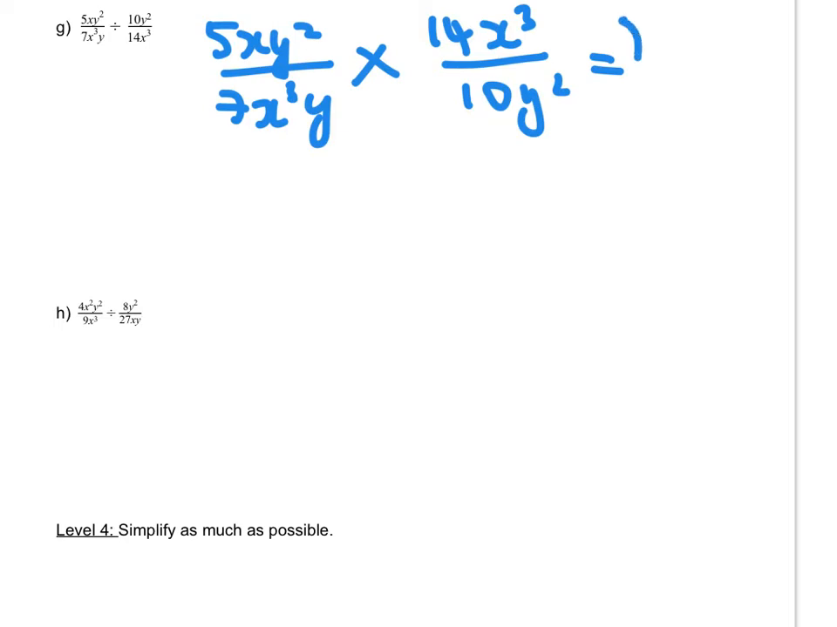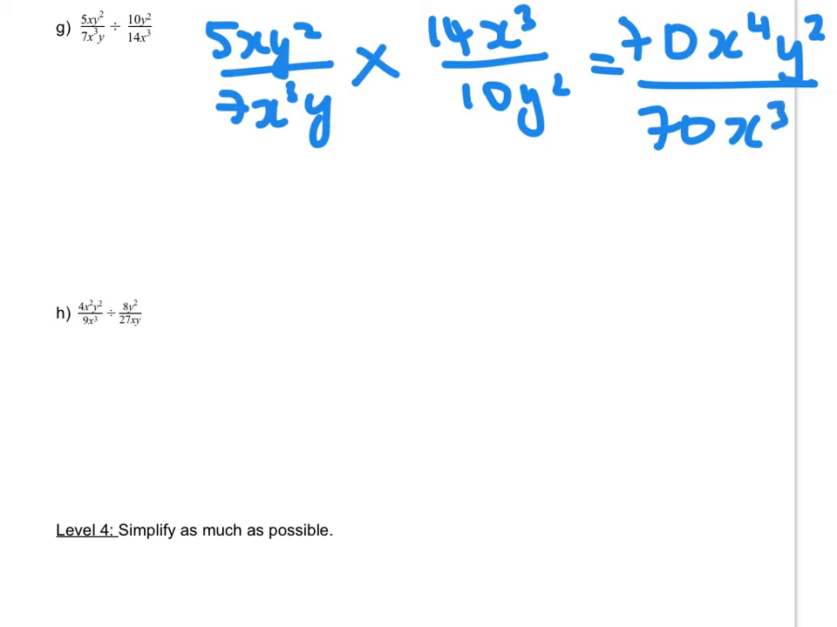Now, let's multiply across. 14 by 5 is 70. We have an x by an x cubed, which is x to the 4, and a y squared with nothing to multiply, so it stays as y squared. On the bottom, 7 times 10 is 70. X cubed with nothing to multiply it by, and y by y squared, which is y cubed.